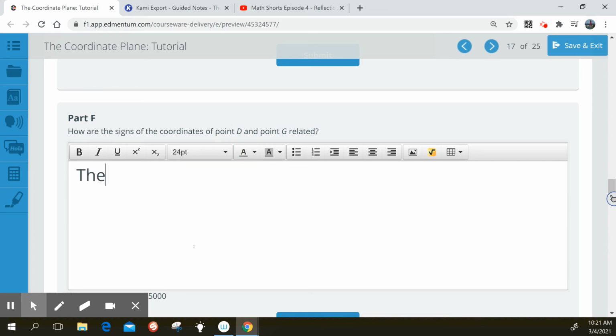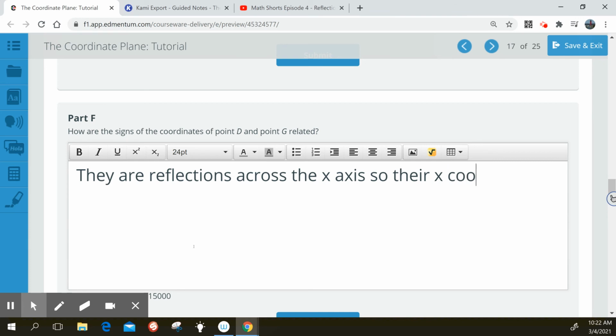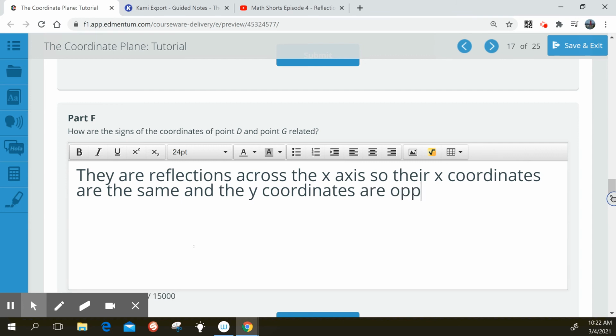There. They are reflections across the x-axis, right? So their x coordinates are the same. And the y coordinates are what? Opposites. All right.